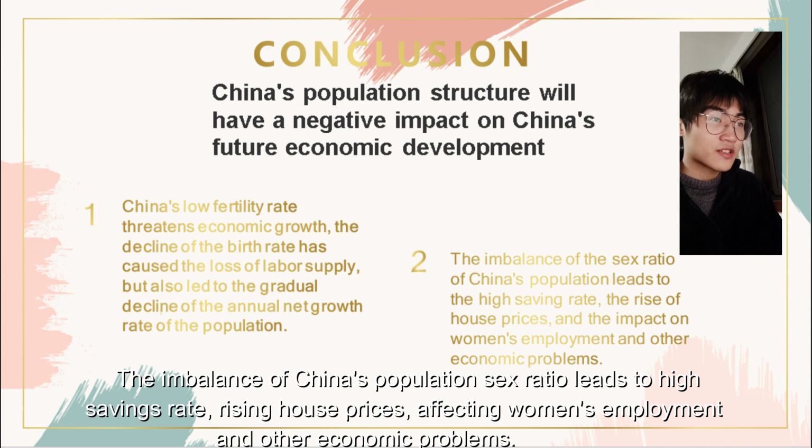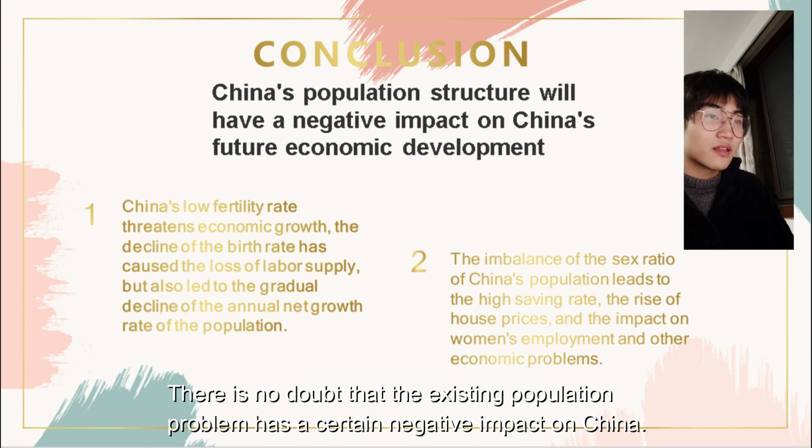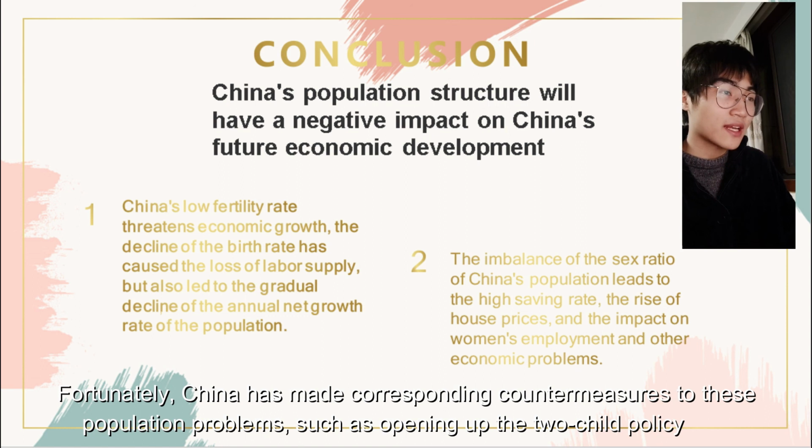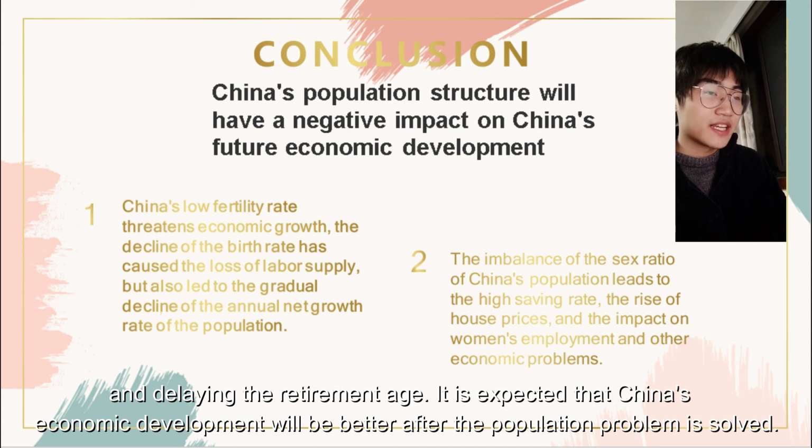The imbalance of China's population sex ratio leads to a high saving rate, rising house prices, affecting women's employment, and other economic problems. There is no doubt that the existing population problems have a certain negative impact on China. If these population problems are not solved, China's economic development will be greatly hindered. Fortunately, China has made corresponding countermeasures to these population problems, such as opening up the two-child policy and delaying the retirement age. It is expected that China's economic development will be better after the population problem is solved.